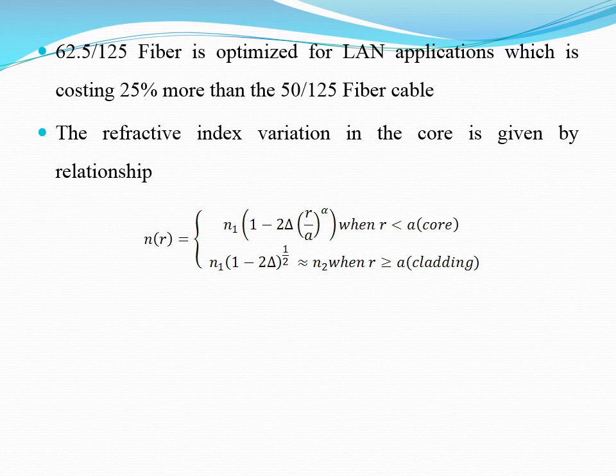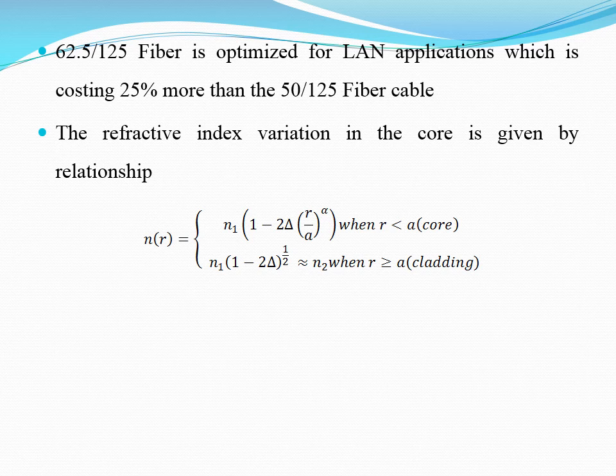It is slightly higher. The refractive index variation in this core is given by a particular relationship, that is n of r equals n1 into 1 minus 2 delta into r by a, to the power alpha, where alpha is termed the profile parameter. Depending on the value of alpha, the type of fiber is considered, and the fiber profile is affected by the value of alpha. This holds for n of r when r is less than a, that is, for the core.